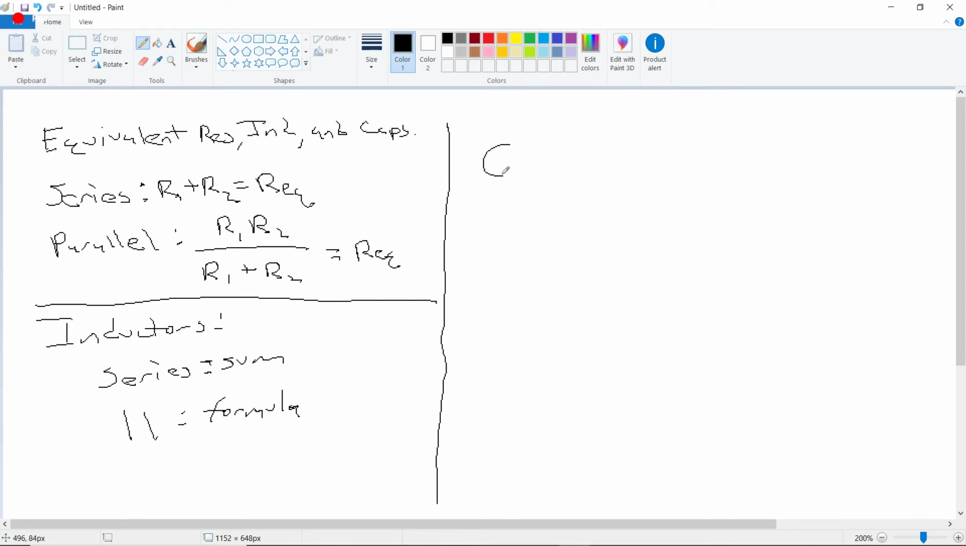So capacitors. If we have series capacitors, we use the parallel rule. So series, we do C1 times C2 all over C1 plus C2. And if they're in parallel, then we just sum them.